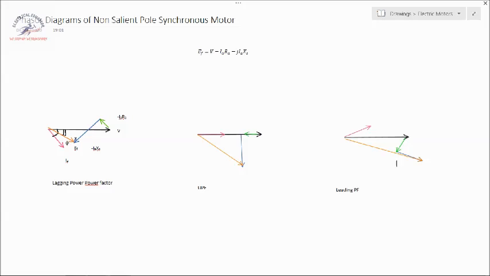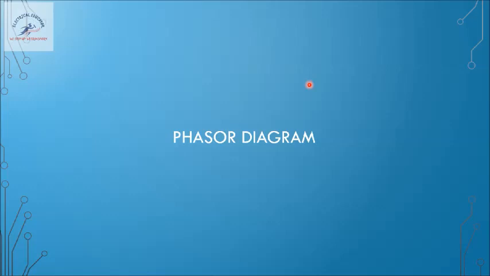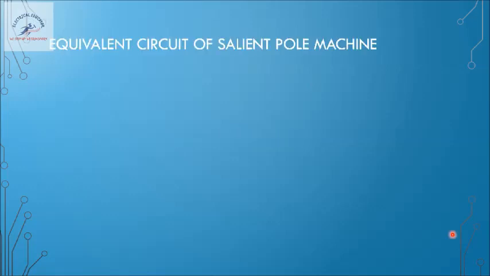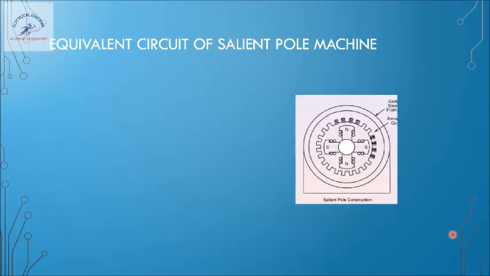So next we shall look at the equivalent circuit of a salient pole machine. Before having a look at the equivalent circuit, let us see its construction once again. So let us recall it. A salient pole is a protruding structure from the center towards the periphery radially. Now we observe that the air gap here is less and here the air gap is more.